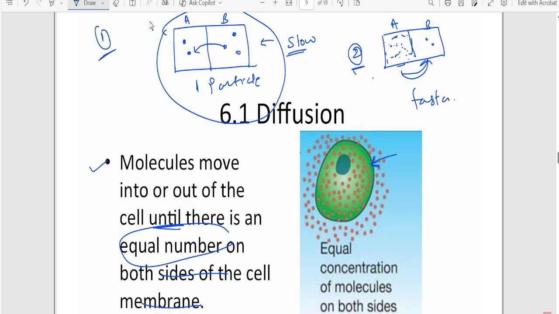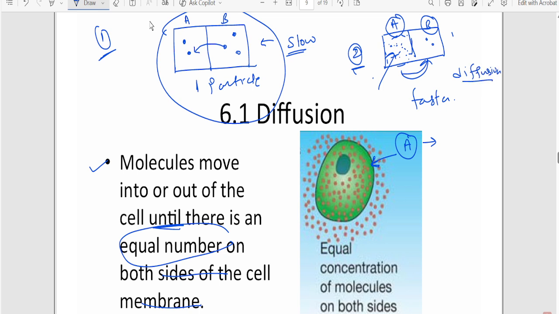Because as I said, the bigger the difference is more here. In A part we have lots of particles, and in B there is only two. So there is a large difference in concentration between A and B, right? So in case 2, the diffusion would be faster.